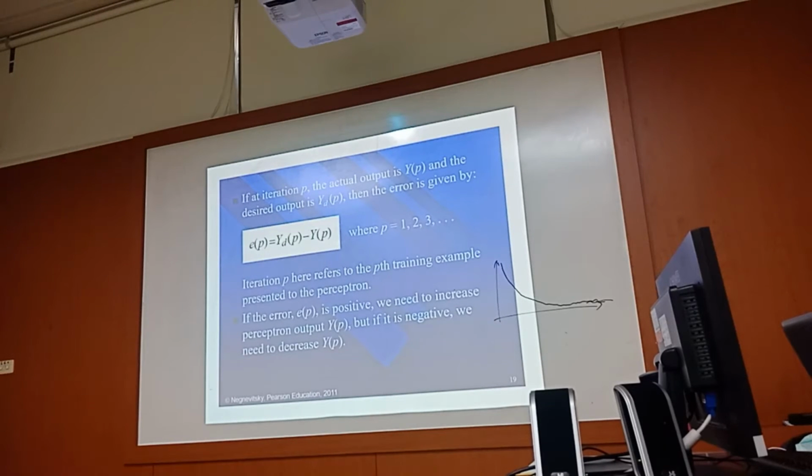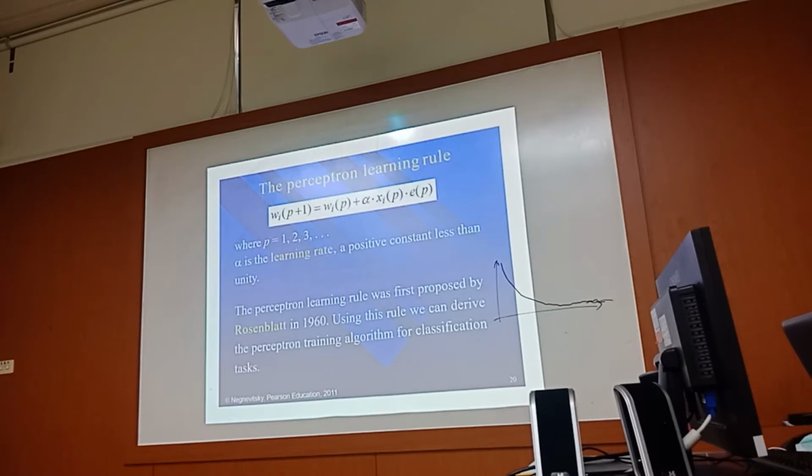So we have EP. EP is YD minus YP. YD is the desired output, your deserved output. YP is the actual output. So we hope the gap is smallest.